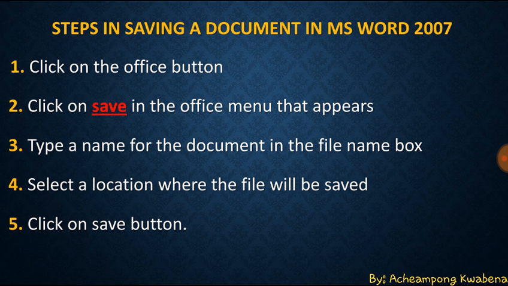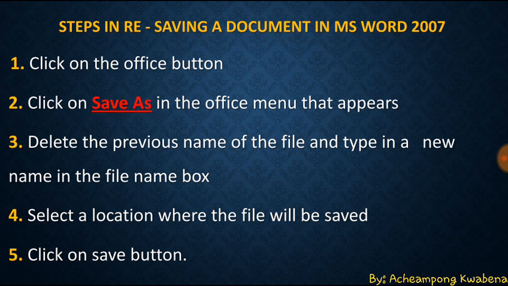When Save is clicked, it will give you a dialog box. Within that dialog box, you then type a name for the document in the File name box. That's the part where the file name appears. So in that box, you can type in a new name for the document that is to be saved. The next one, you select a location where the file will be saved. Then the last step is to click on the Save button below the dialog box.